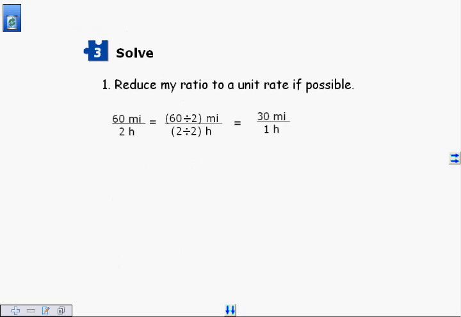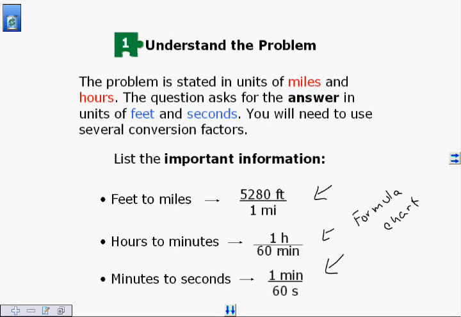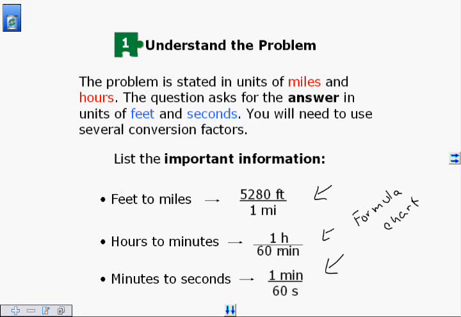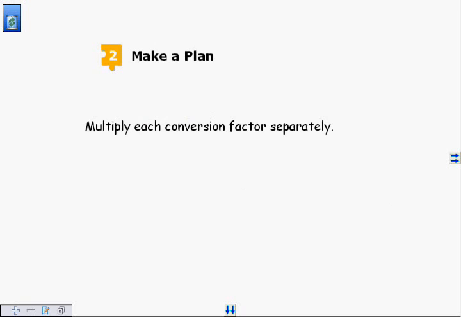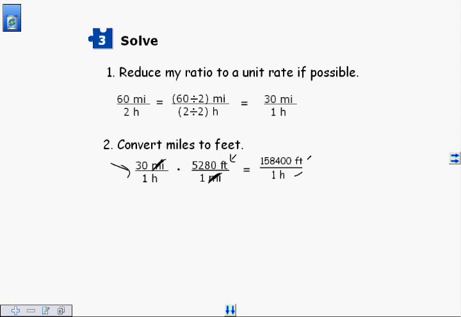So let's recap. Our first step was to understand what the problem was. The problem was we had so many things to convert. So I listed out my information. That way I'm organized, I know exactly what I'm going to be doing, and I can set that up into my plan to multiply each conversion. There's 3 of them. So I'm going to multiply them one at a time, separately. I started by reducing my ratio. You don't have to do that, but if you reduce your ratio, you end up with smaller numbers, and those numbers are a lot easier to multiply.